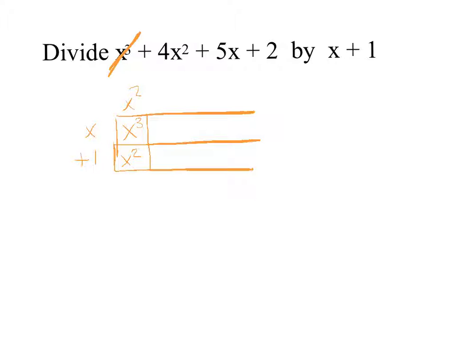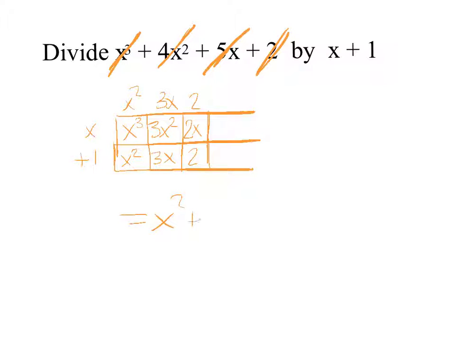Now I want 4x squared, so I'll need a 3x squared here. X times 3x gives me 3x squared. 3x times 1 is 3x. All right, so now I need a 5x, so I need 2x more, so 5x is taken care of. In order to get 2x, I need that to be a 2, and 2 times 1 is 2, which is there. So again, this one divided evenly, and my answer is x squared plus 3x plus 2.